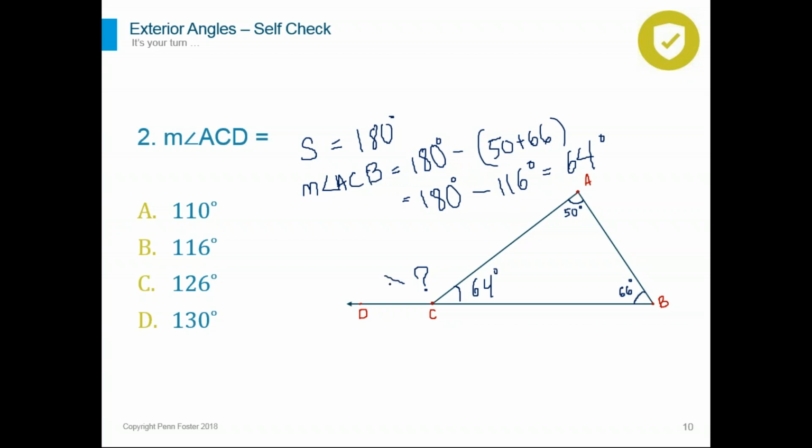The question is asking this angle measure. So these two angles are adjacent and they make up a straight angle, so they are supplementary pairs. So 180 again minus the interior one will give us the exterior angle measure, and that will give us again 116 degrees, and the answer is B for this question.